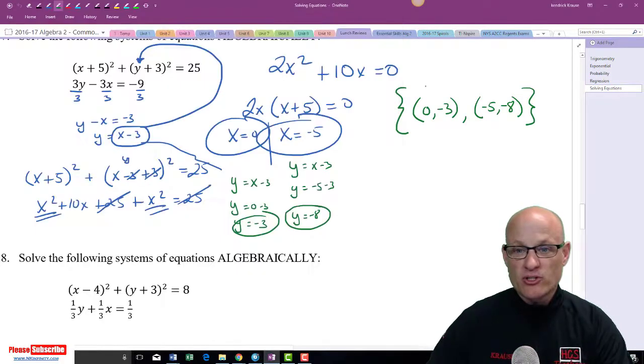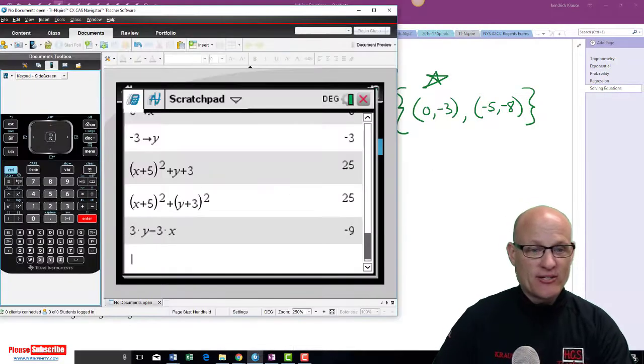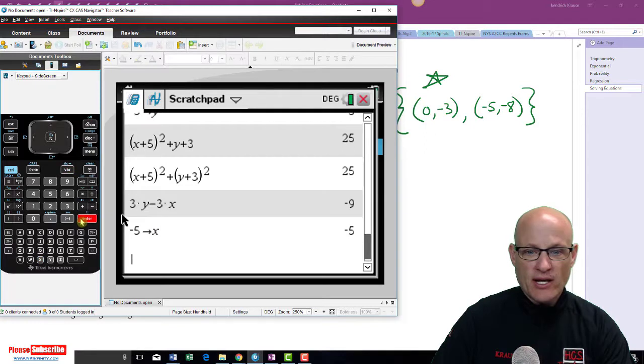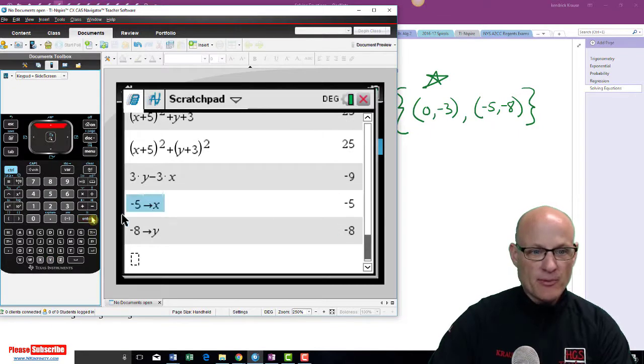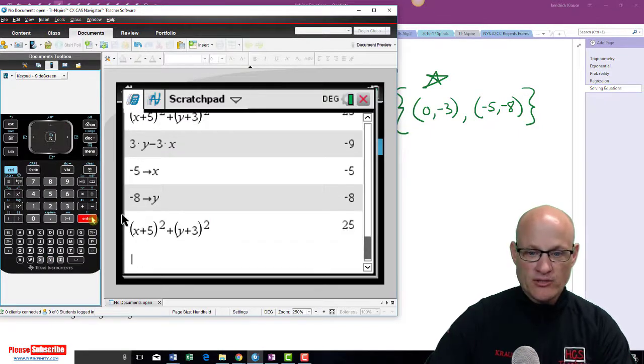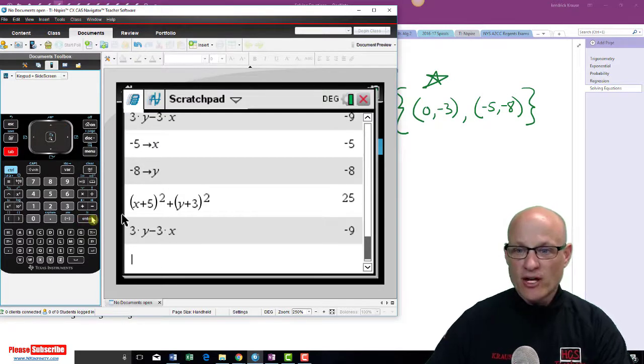Generally, if one point's good, they're both good, except what if you accidentally put -2 here because you did something silly with math? You really want to check these. So I'm going to do -5, control var x, press enter, and -8, control var y, press enter. And then I'm going to hit the up arrow to this one. Does it equal 25? Yes. I'm going to hit the up arrow to this one. Does it equal -9? Yes. I can star that one.